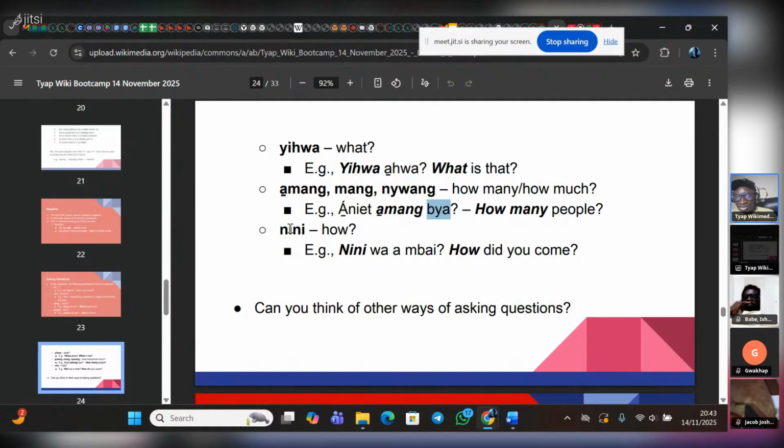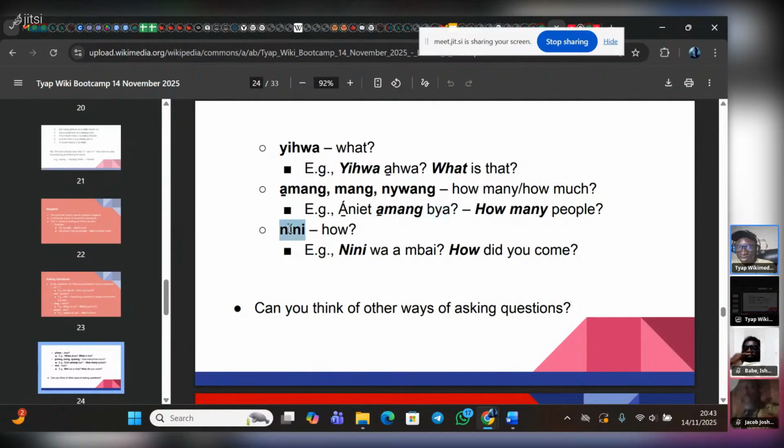And then the last word here is nini. Nini is how. And then the example says nini wa ambai, nini wa ambai. Gwaka, please unmute for the last time again to give us pronunciation of this very sentence.